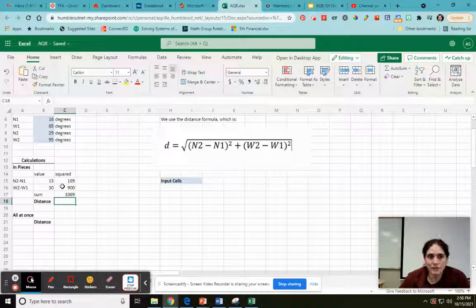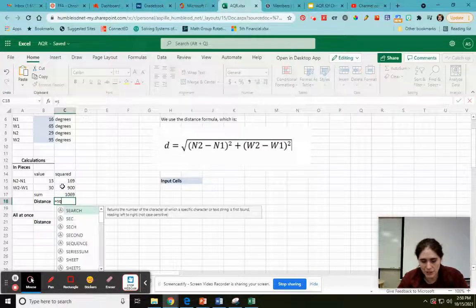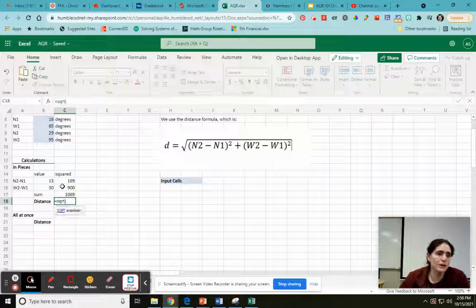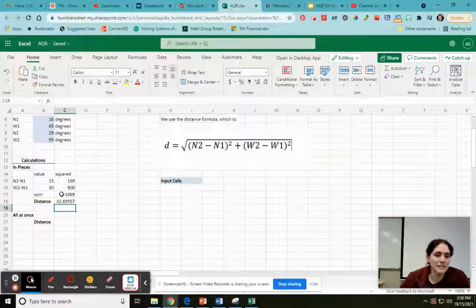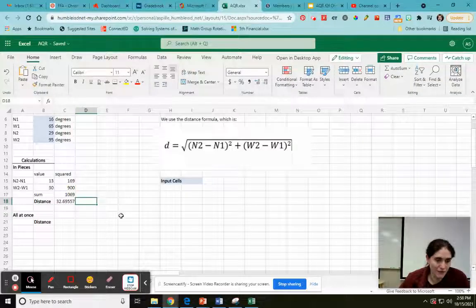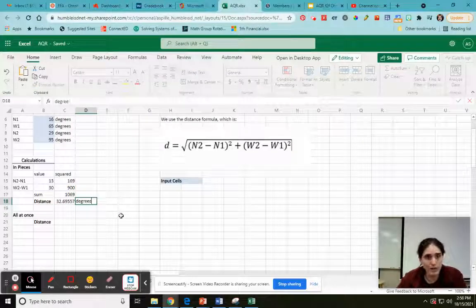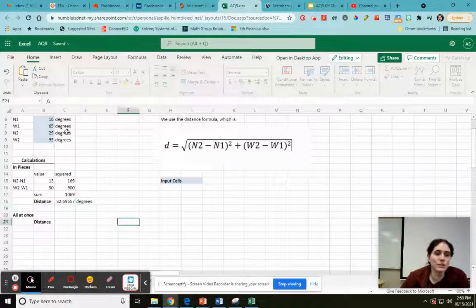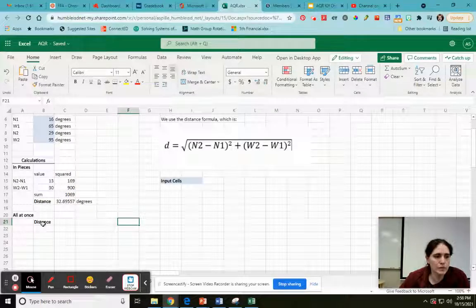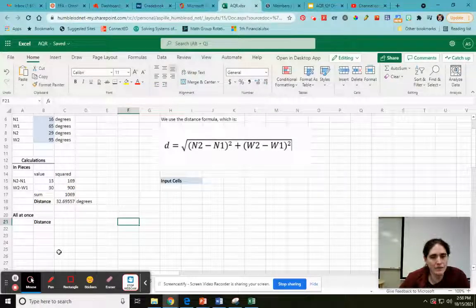The only thing left to do is square root that. So I go equals SQRT for square root, open parentheses, that, close parentheses. And my distance is 32.69557 degrees away. And it has to be degrees because that's the only unit that we had. So then to convert that to nautical miles, I would multiply that by 60 because there are 60 degrees in a nautical mile. No, 60 nautical miles in a degree.